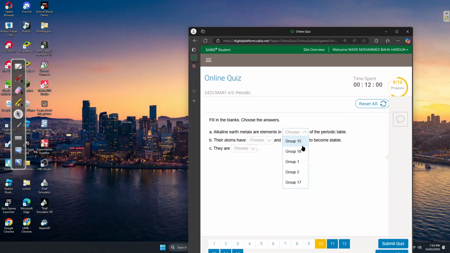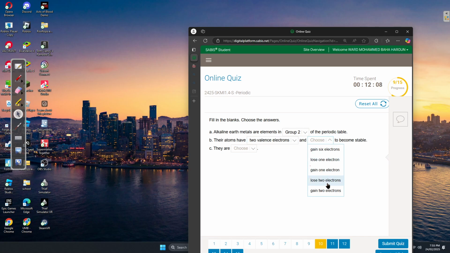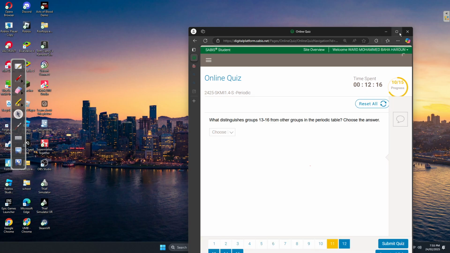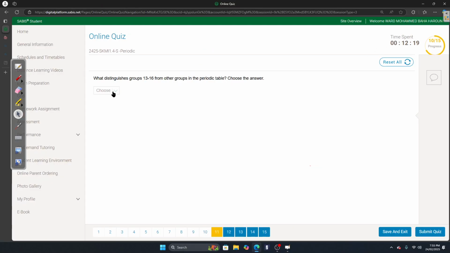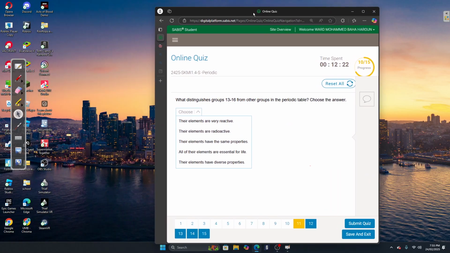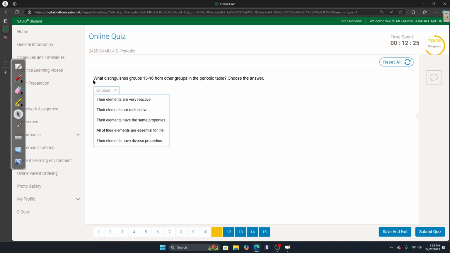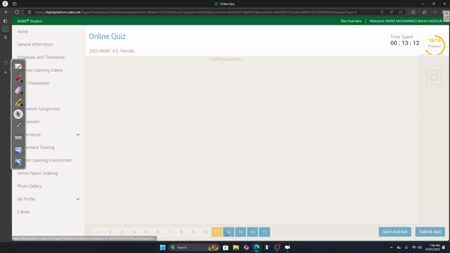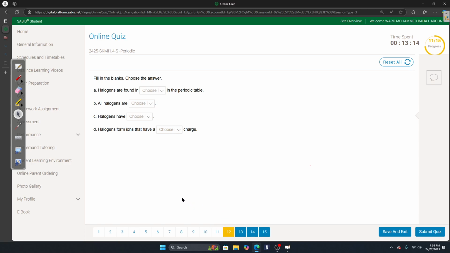Alkali earth metals are elements in group 2. Their atoms have 2 valence electrons because they're in group 2 and lose 2 to become stable. Right? Yeah. They are silvery grey. What distinguishes group 13 to 16 from others in the periodic table? I just found out their properties are diverse because they don't share the same properties.